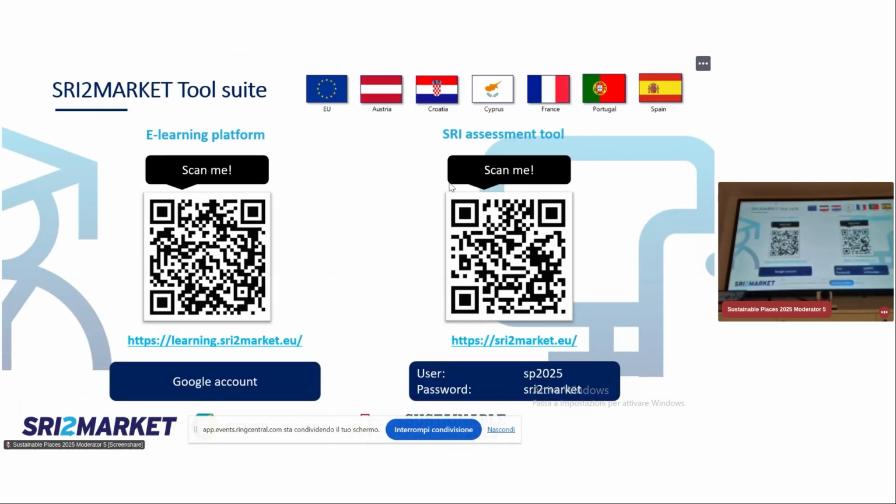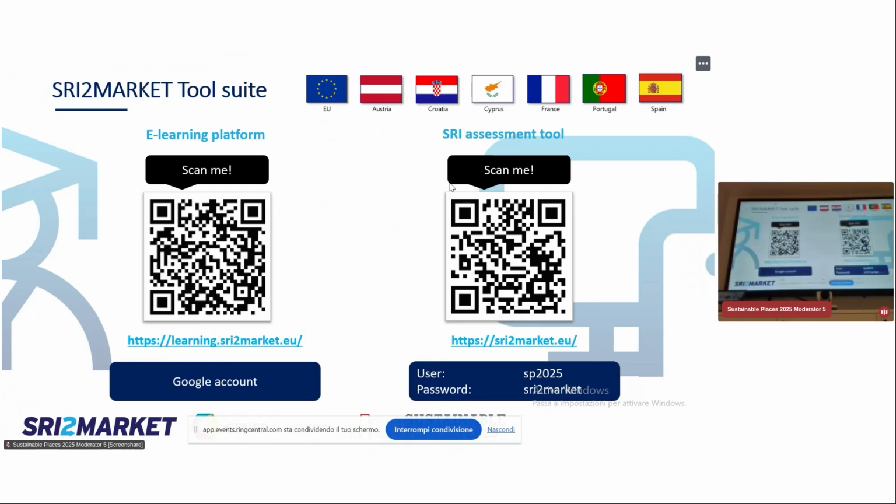That is composed, as previously said today, by two different platforms. The e-learning platform, accessible via learning.sri2market.eu, open, free access via a valid Google account. And then is the SRI assessment tool, available at sri2market.eu.